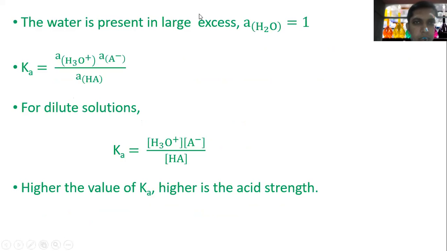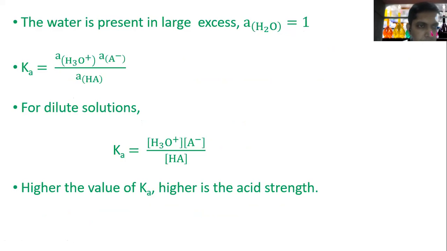We can consider activity of water to be equal to 1. So putting activity of water equal to 1 in the earlier equation, we will get this simplified equation, that is Ka is equal to activity of H3O plus ions, that is hydronium ions, and activity of A minus anions divided by activity of HA, that is undissociated weak acid molecules.